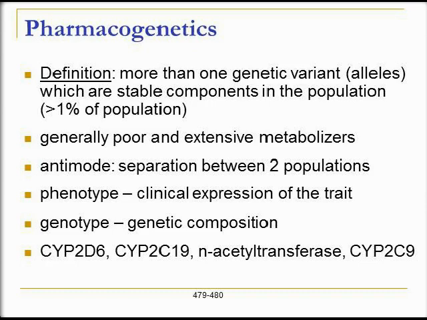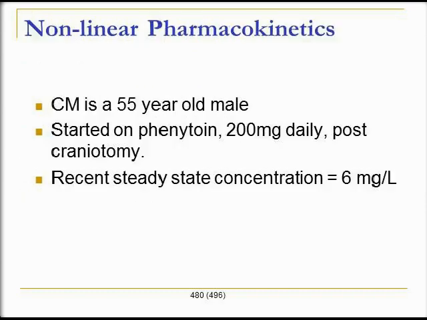The phenotype of pharmacogenetics is the clinical expression of the trait, in other words, are they a poor or an extensive metabolizer? And then the genotype is the actual genetic composition. And some prime examples of enzymes that follow pharmacogenetics, or polymorphic drug metabolism, are 2D6, 2C19, 2C9, and N-acetyltransferase. And I have a table there on page 480, table 5, that goes over those pathways.